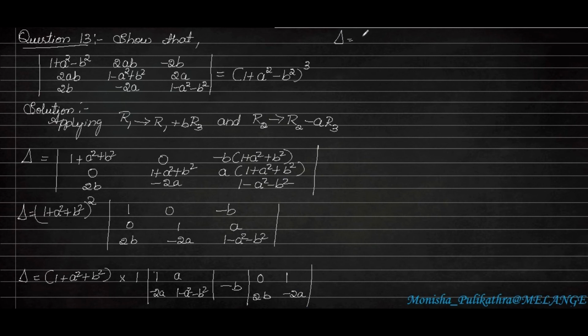So delta is equal to 1 plus A square plus B square. Next 1 into, here it will become 1 minus A square minus B square. So minus of minus means plus 2A square. Next it has minus B, and 0 into anything is 0, and next it will become 0 minus 2B. So delta is equal to 1 plus A square plus B square.